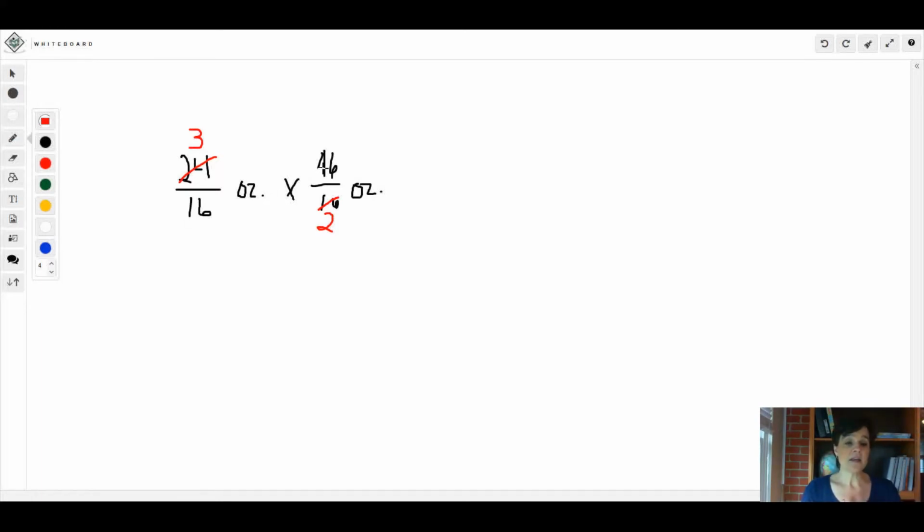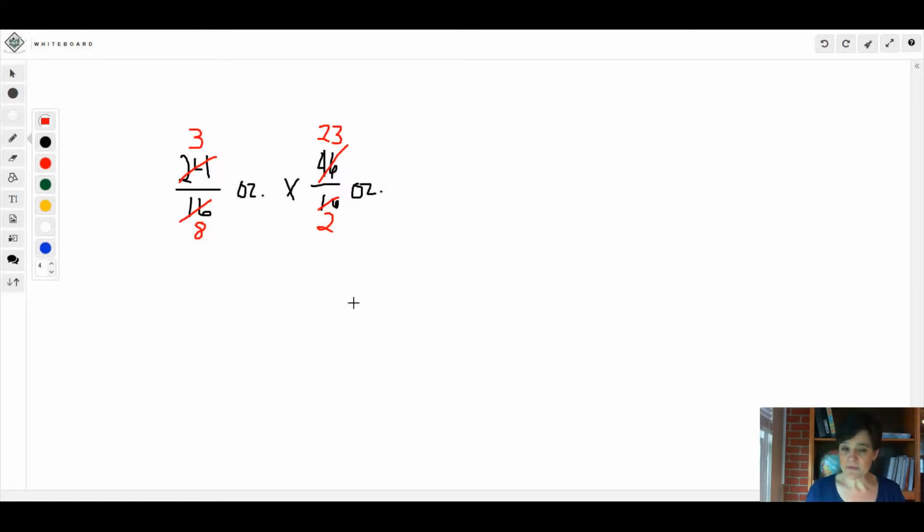Now 16 and 46 are both even, so I know for sure 2 goes into those numbers. So let's just try 2. 2 may not be the biggest number they have in common, but we can try it. So 2 goes into 16 how many times? 8 times. And 2 goes into 46 how many times? 23 times. Now we've got some smaller numbers to work with. So now let's just multiply across.